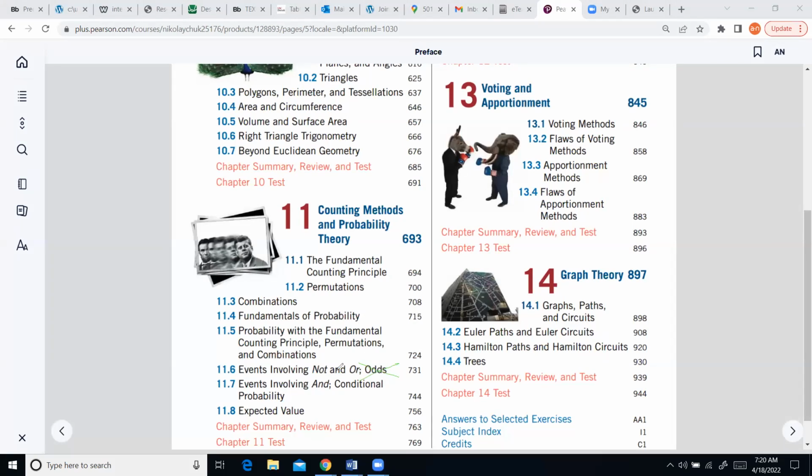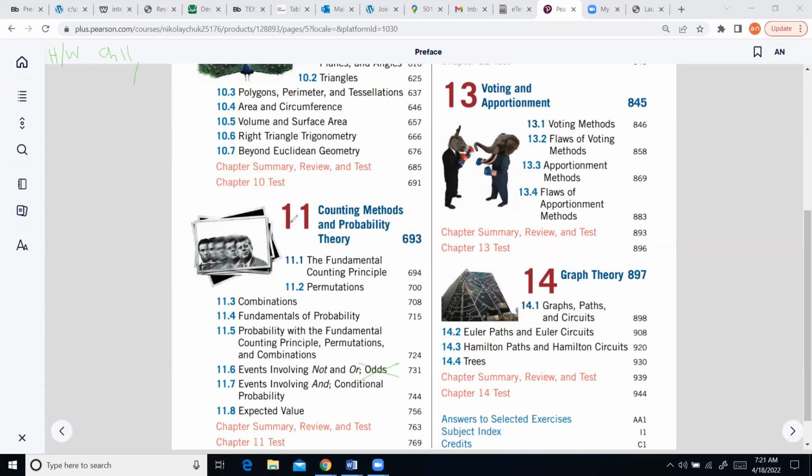We actually looked at 11.6. It's the probability of a complement, which I just used right now. That means 1 minus. But the second portion of 11.6 with odds, I told you to skip. So I think that we did pretty much the entire chapter 11, right?